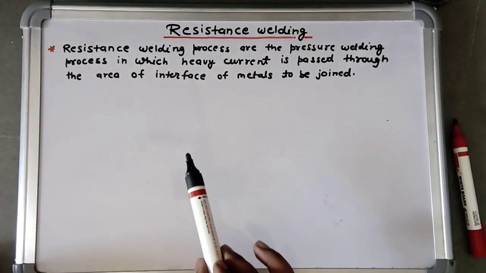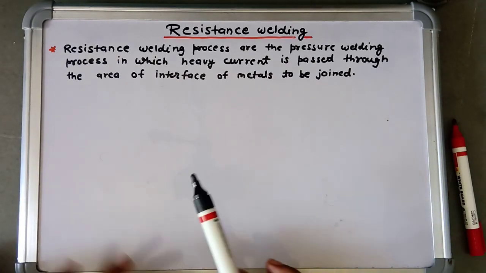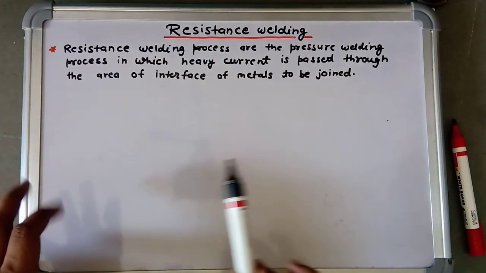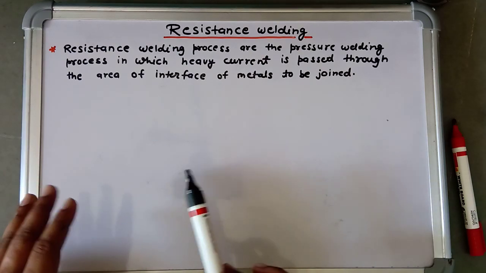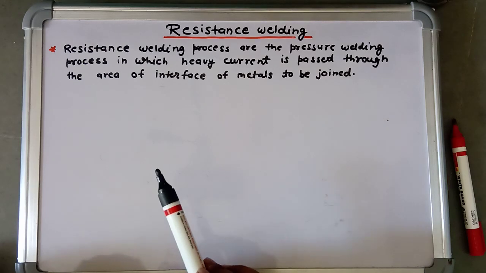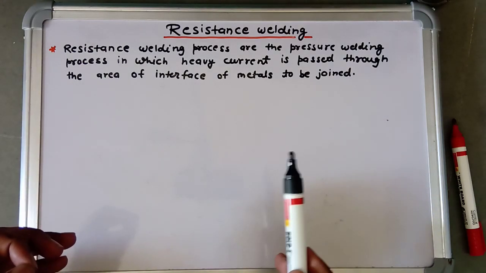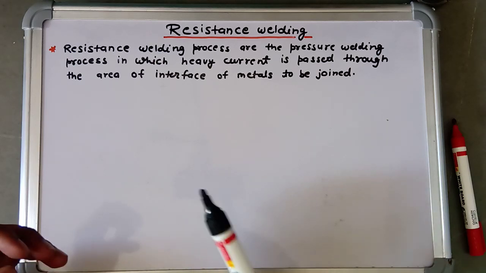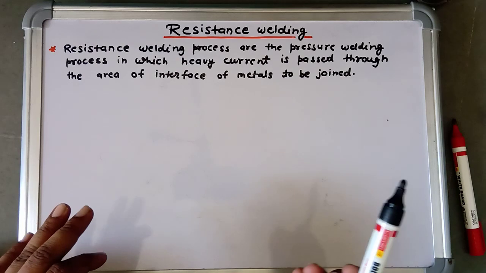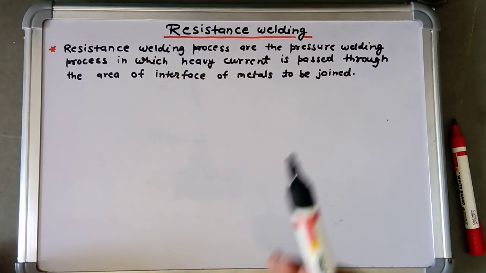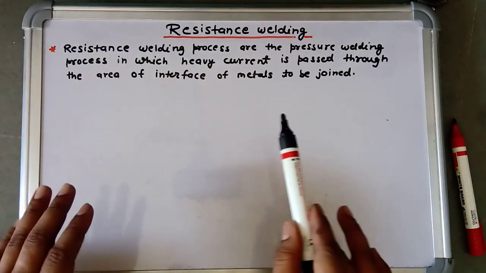Today we are going to discuss resistance welding, and in this video we will discuss the different types of resistance welding and a full explanation of each type. In the previous videos we have discussed electric arc welding and its important types like TIG, MIG and shielded metal arc welding. Okay, so let's discuss resistance welding.